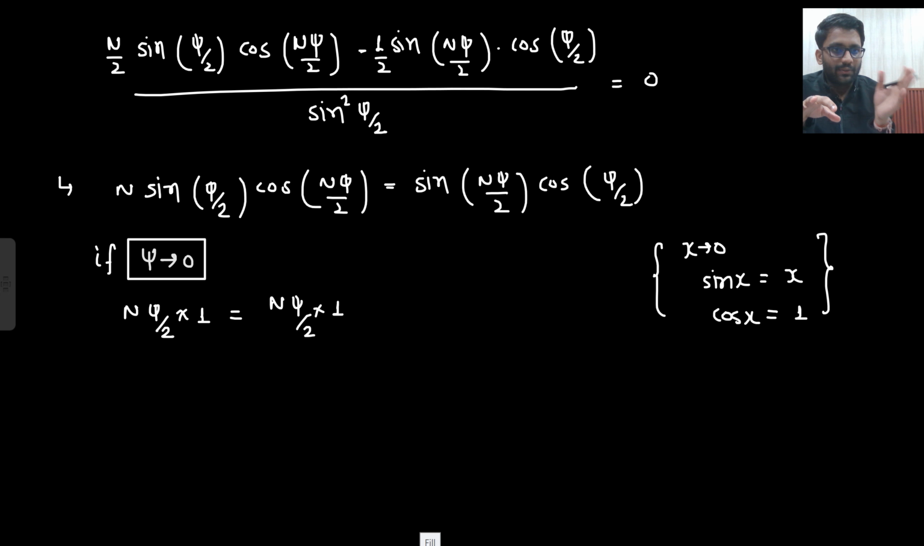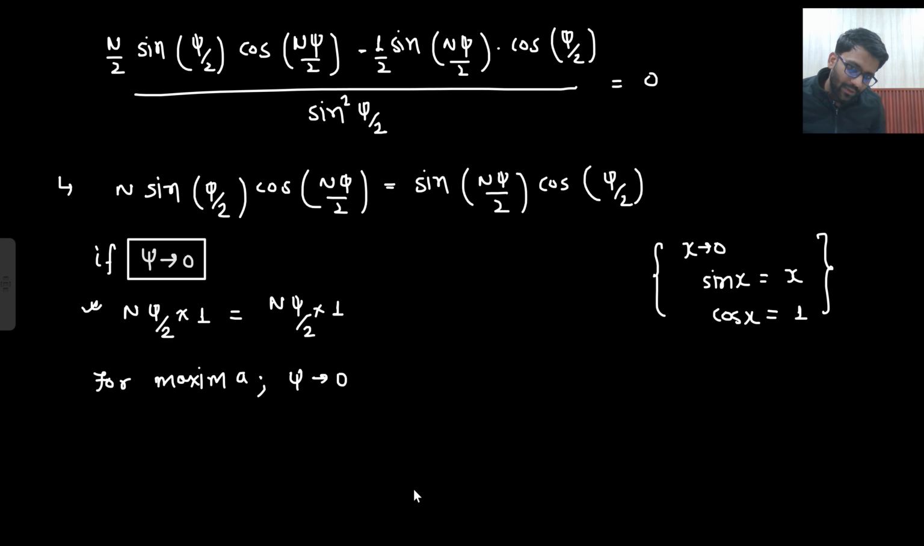If my phi tends towards 0, if my phi is very small, that means alpha plus beta d cos theta is very small, then this will be replaced by phi by 2, this will be replaced by 1, this will be replaced by n phi by 2 and this will be replaced by 1. Both are becoming equal. Equation is satisfied. That means phi should tend to 0 for maxima. In the worst case, I am going to put phi equals to 0 for the maxima.